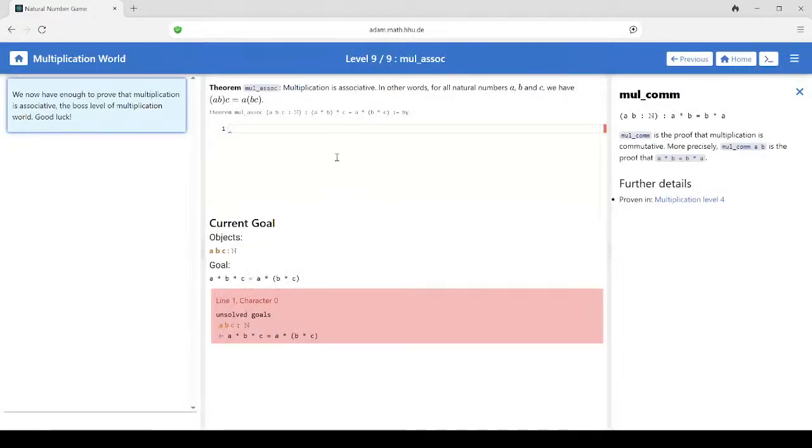We're on level 9 of 9. Now we have enough to prove that multiplication is associative. The boss level of multiplication world. Good luck. Okay. A times B times C equals A times B times C in parentheses. Where do I start? It looks simple. Deceptively simple.